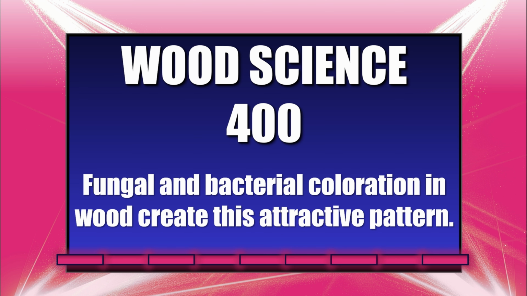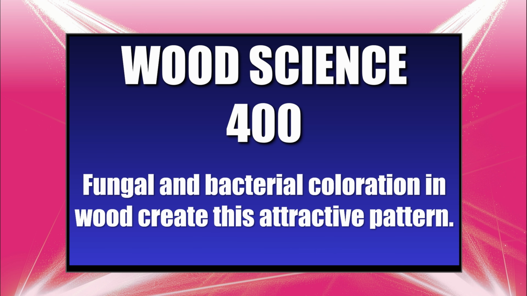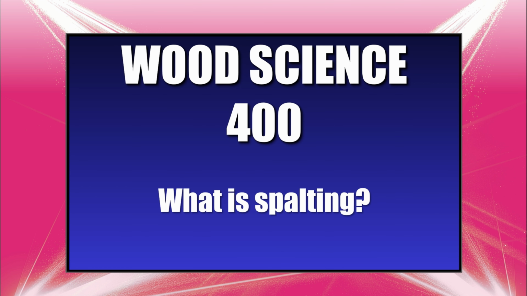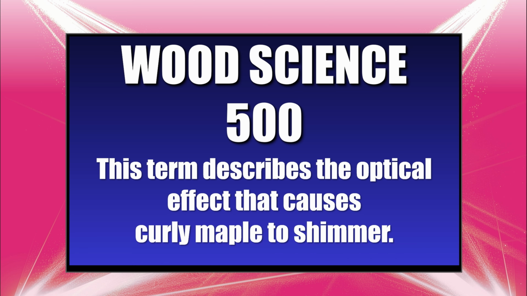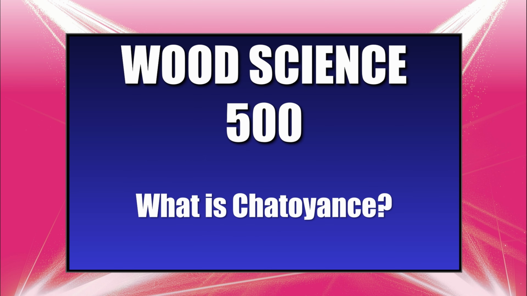Wood science for 400. Fungal and bacterial coloration in wood create this attractive pattern. What is spalting? Wood science for 500. This term describes the optical effect that causes curly maple to shimmer. What is chatoyance? Next category.